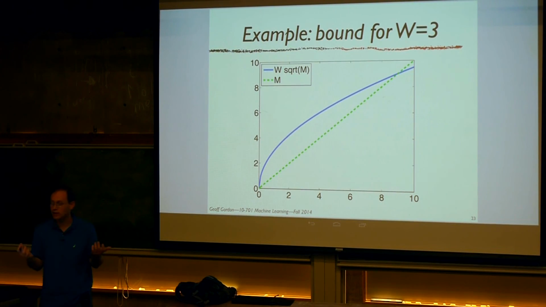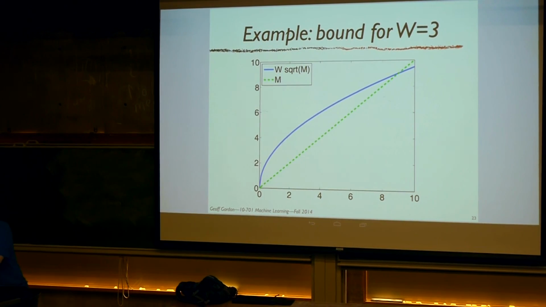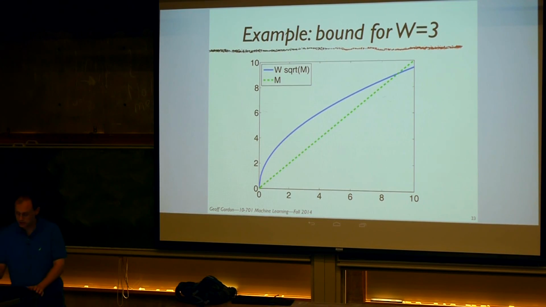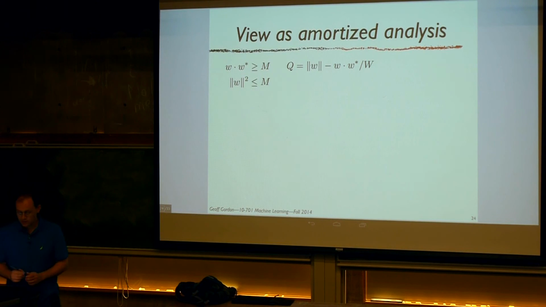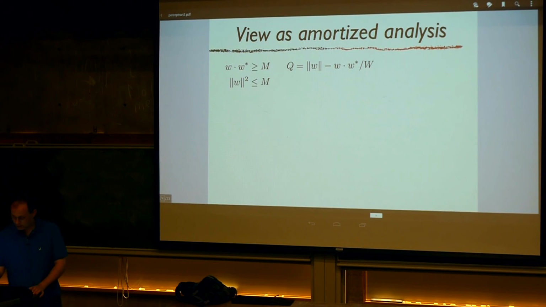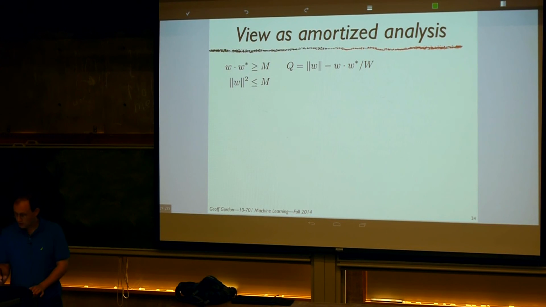Our potential function, if we want to think of this in those terms, comes from the inequalities w dot w star bigger than or equal to m and the norm of w squared less than or equal to m. I'm going to pick the potential function q equal to the norm of w minus w dot w star scaled by the norm of w star. These two quantities have opposite signs because it's bad to have large w and good to have large w dot w star. So it's bad to have high potential and good to have low potential.